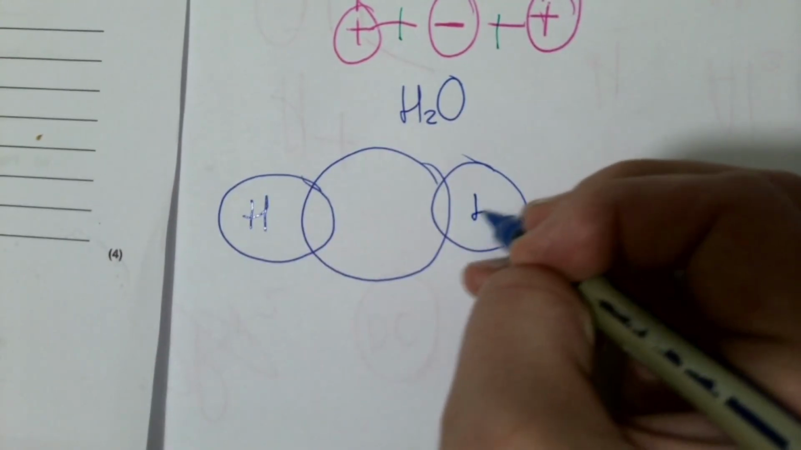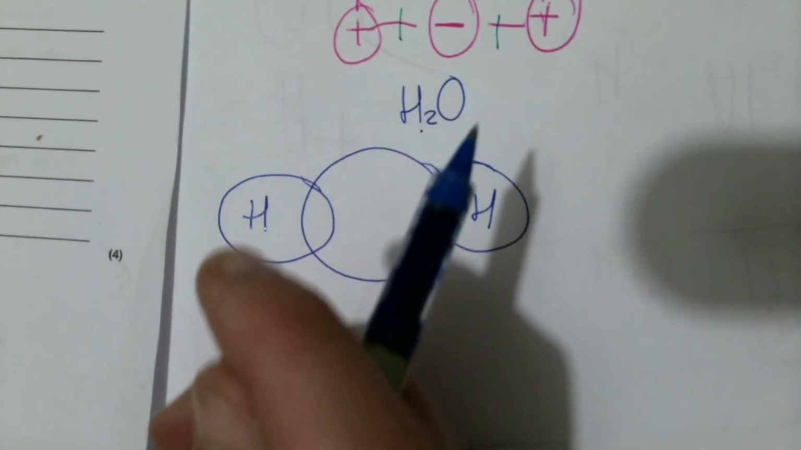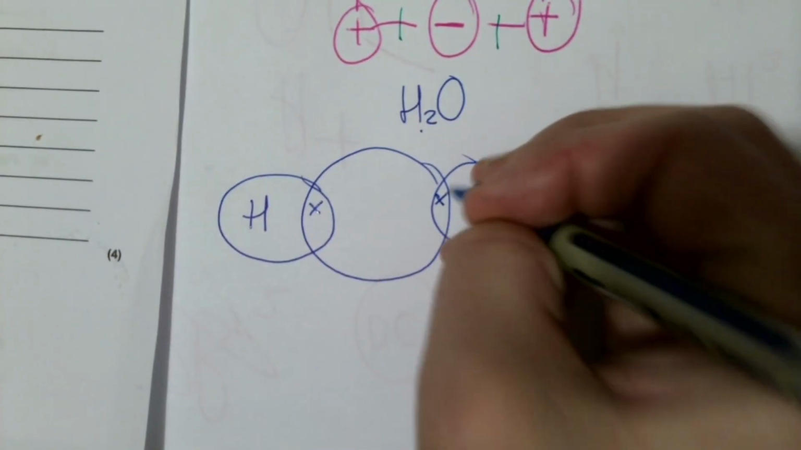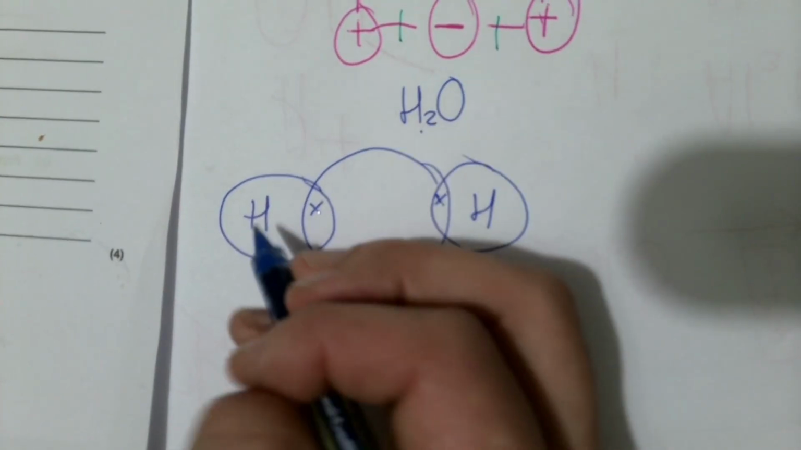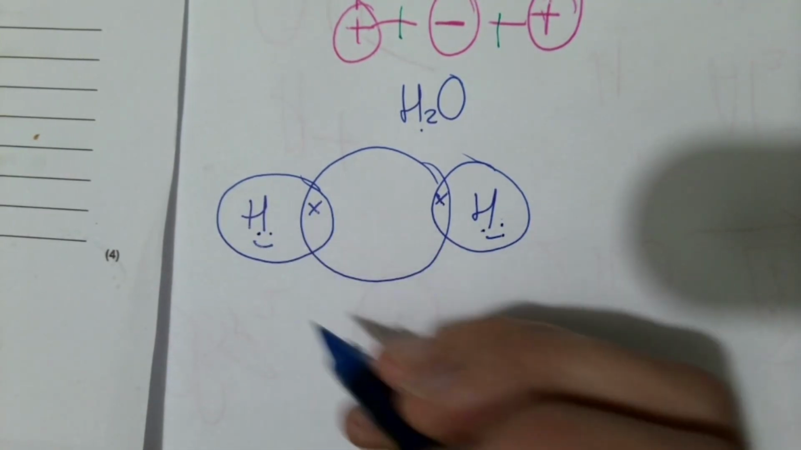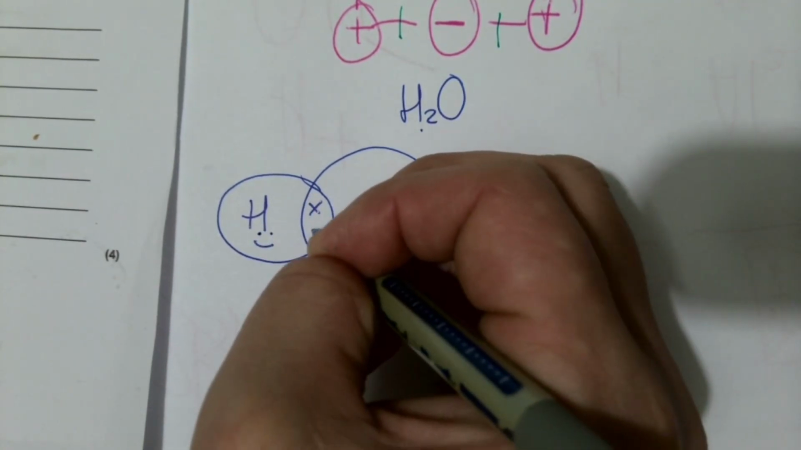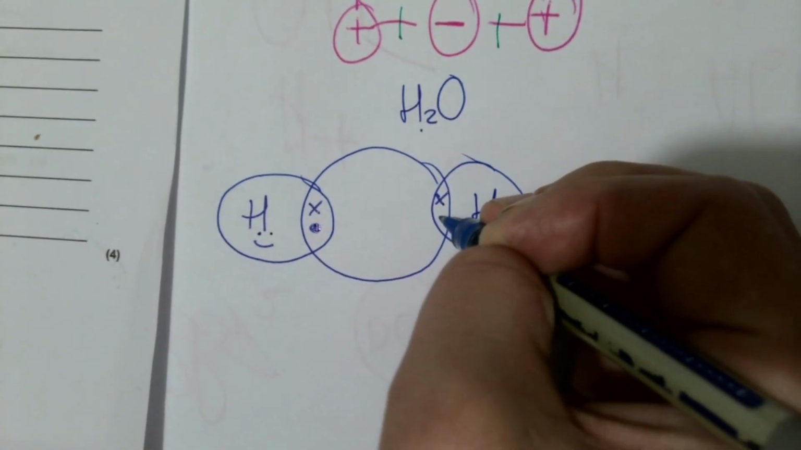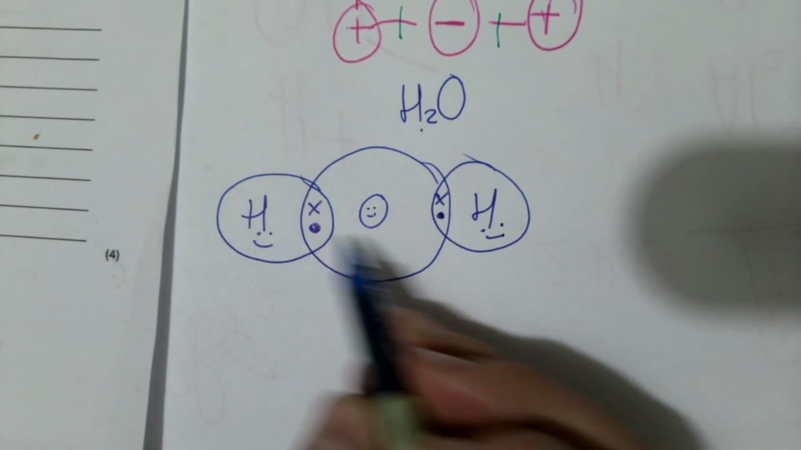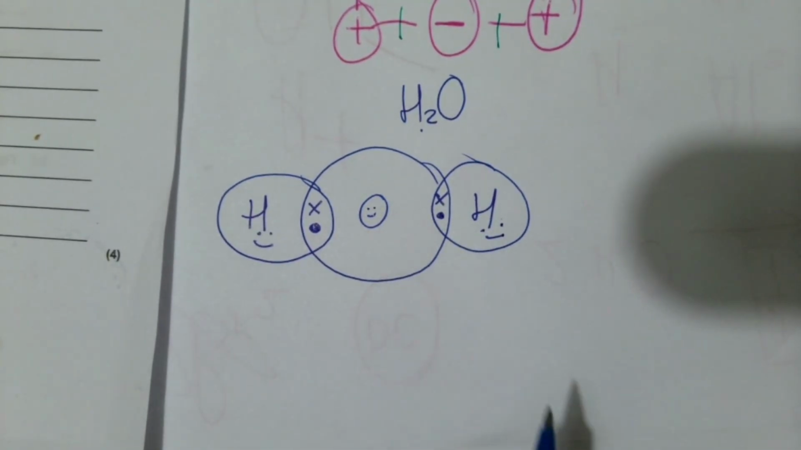So hydrogen and hydrogen. Now if we go back to the periodic table, there it is, and it has an atomic number of 1. That means hydrogen has 1 electron. What it wants to do is fill its outer shell. Because it's got 1 shell, in order to fill it, it only requires 1. And the oxygen atom shares those.